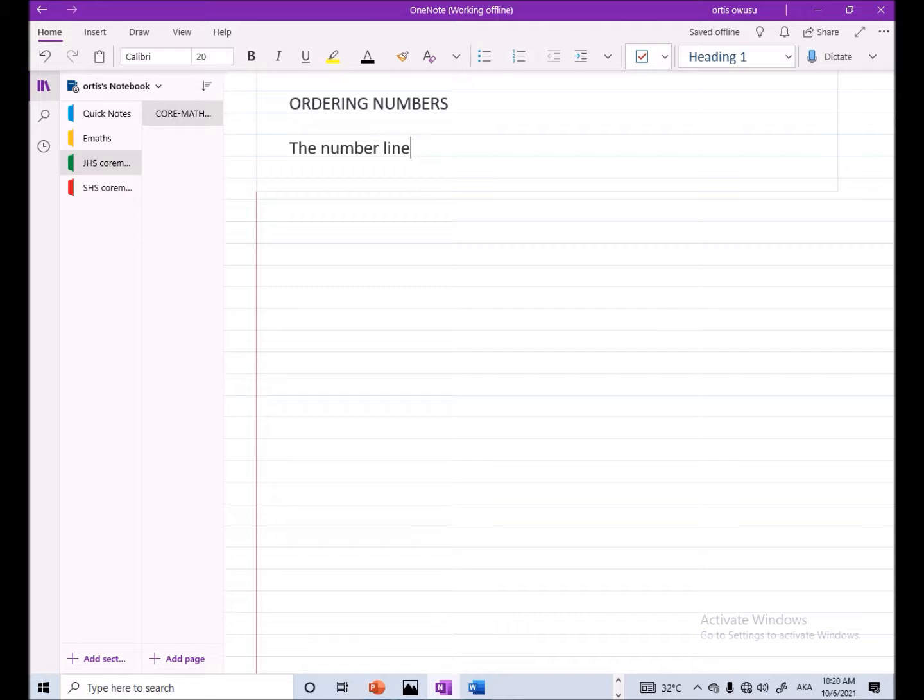It means that if x is less than y, then the mark for x is always positioned to the left of the mark for y. For instance, we have 6 less than 9, since the mark for 6 is to the left of the mark for 9.